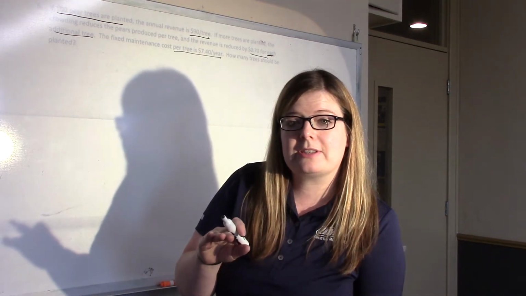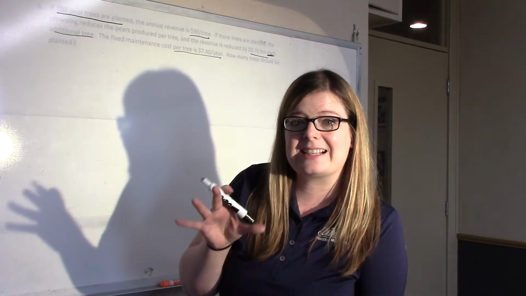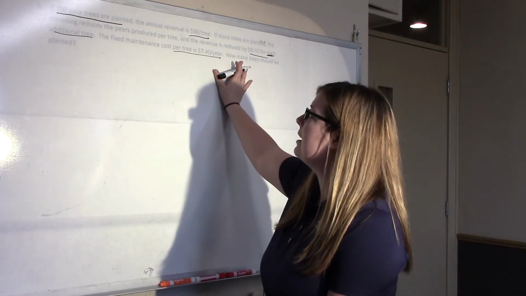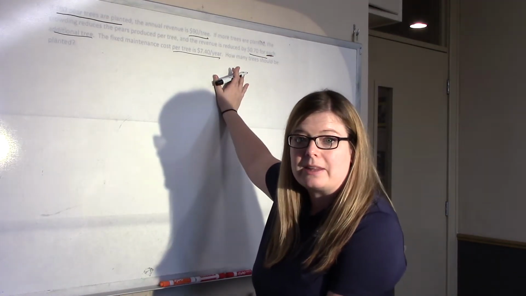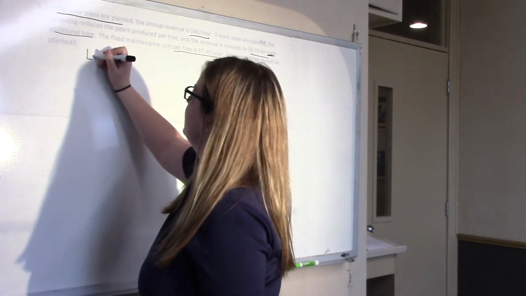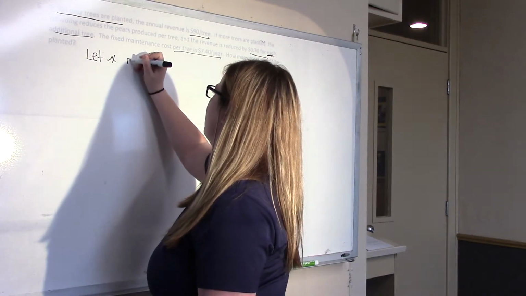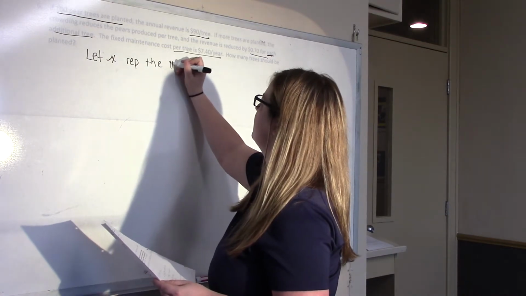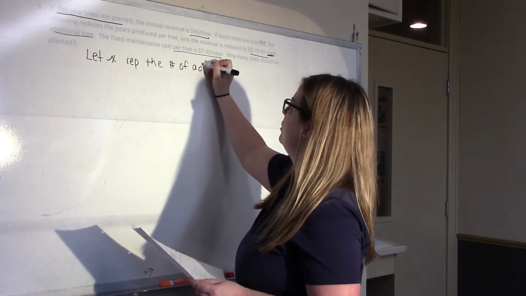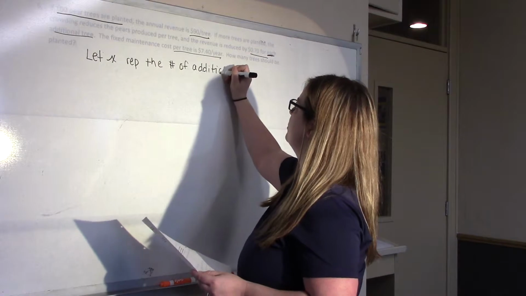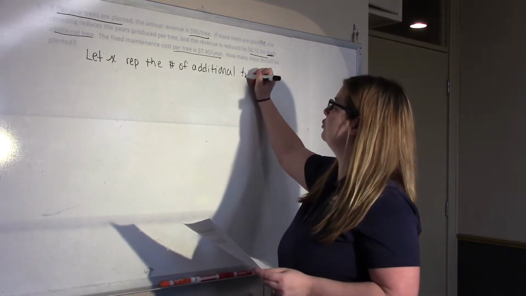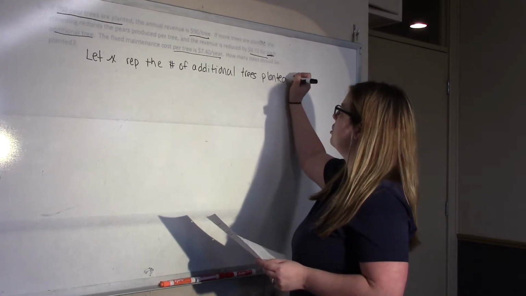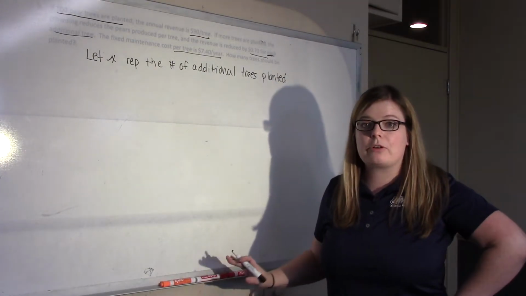We don't want it to represent the number of trees we're planting because that gets confusing. Most of this data is represented, we basically want to know how many extra trees to plant. So we're going to say let X represent the number of additional trees planted.